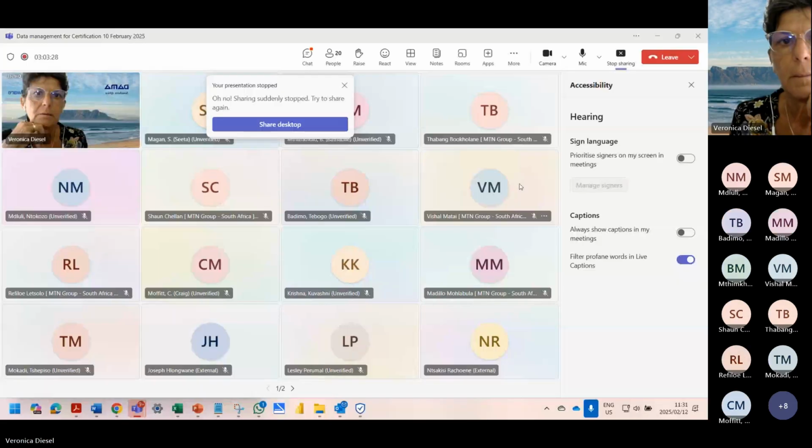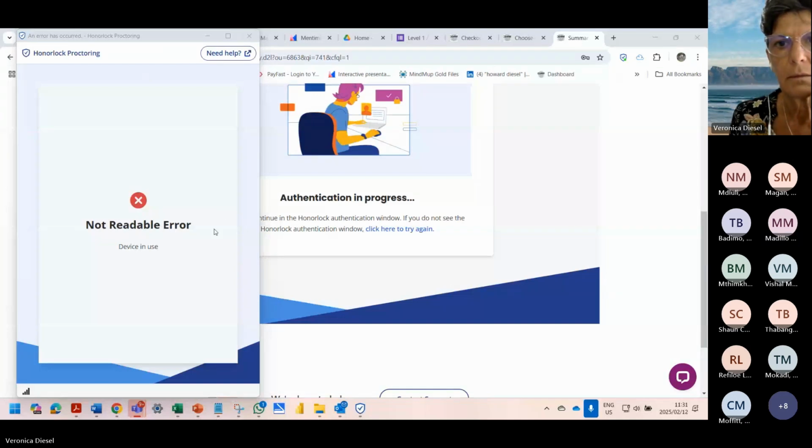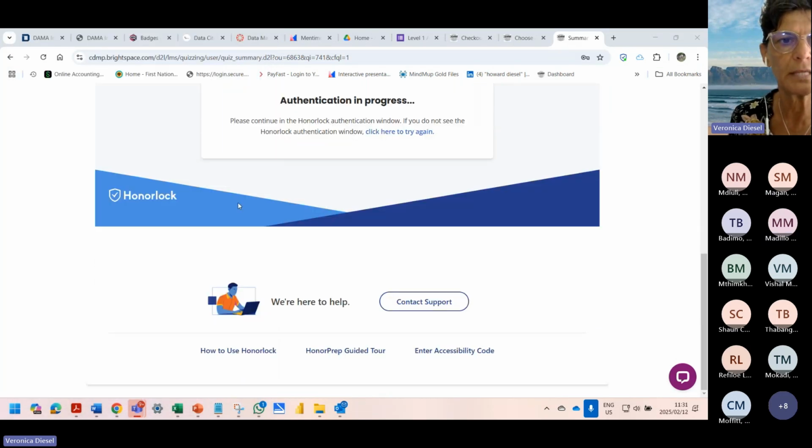Analytic wants to use your camera, so we allow. I need to share again. Oh, sorry. Goodness. Oh, device in use. Sorry, it may be difficult for me to do this authentication.